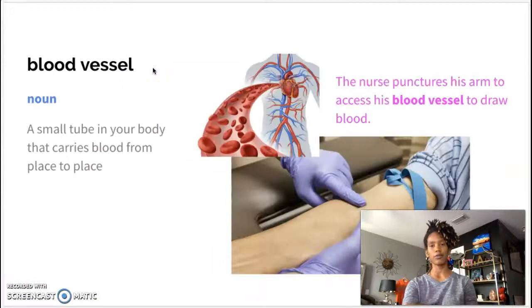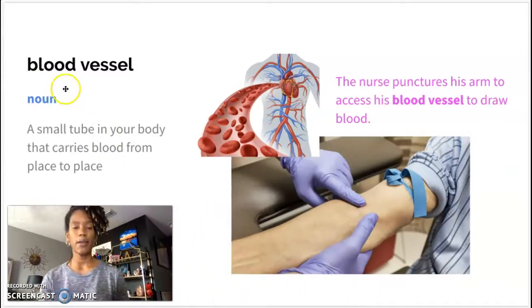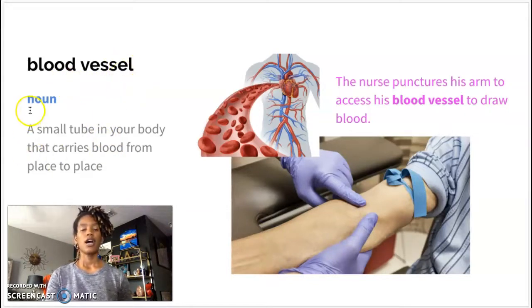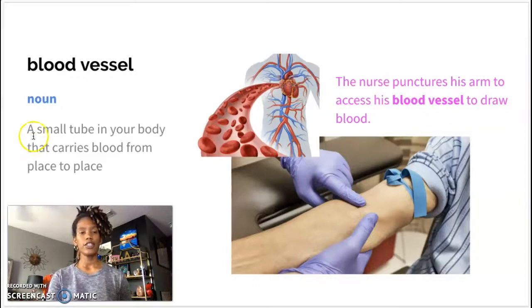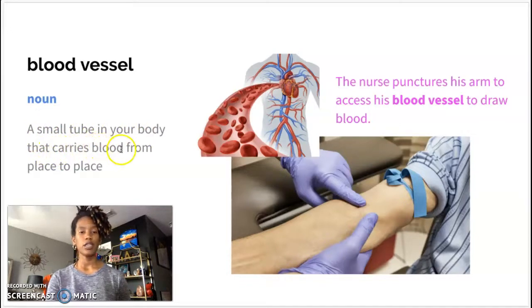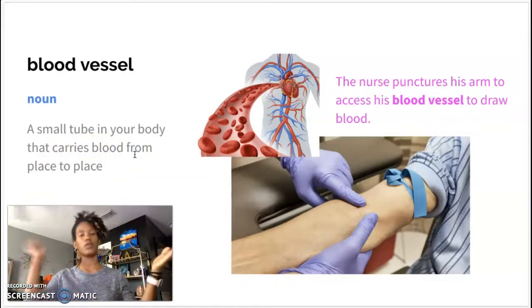Let's get into it. All right, our first one, and I'm just going to move myself over here. The first one we have is blood vessel. Repeat, blood vessel. The part of speech is a noun. Remember that nouns are people, places, animals, things, ideas, feelings. And our definition for blood vessel is a small tube in your body that carries blood from one place to another place.